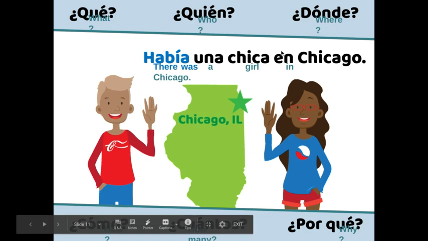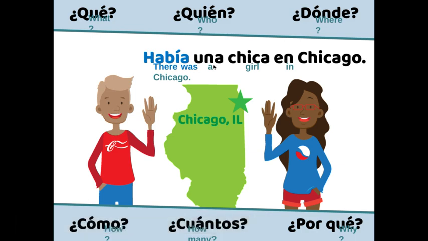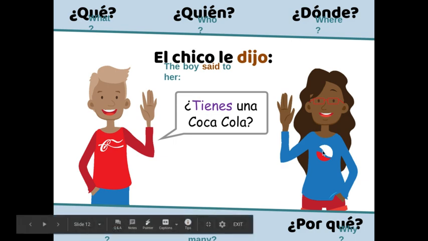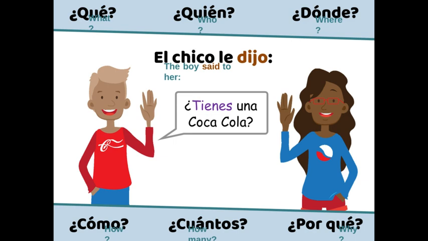Había una chica en Chicago. There was a girl in Chicago. El chico le dijo. The boy said, ¿Tienes una Coca-Cola? What do you guys think? Is she going to say sí o no? All right. Let's find out what she says. Is she going to say, yes, I do have a Coca-Cola for you?